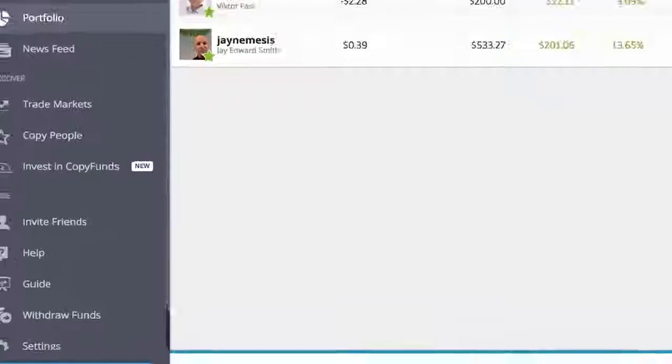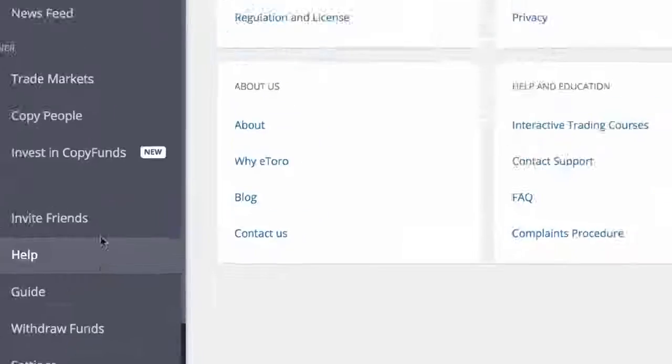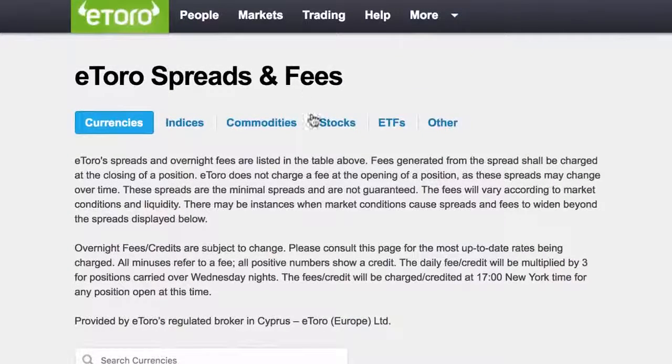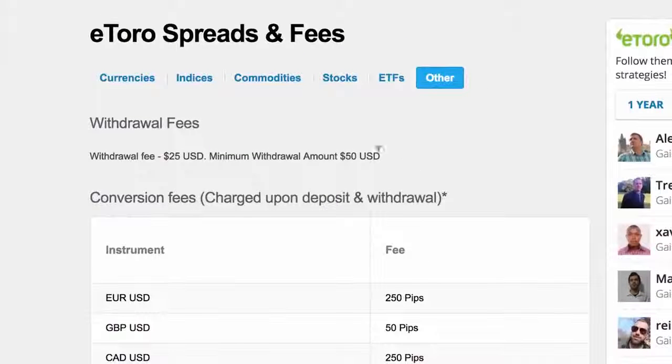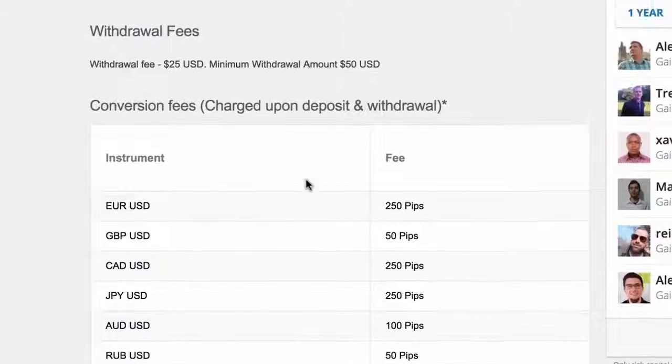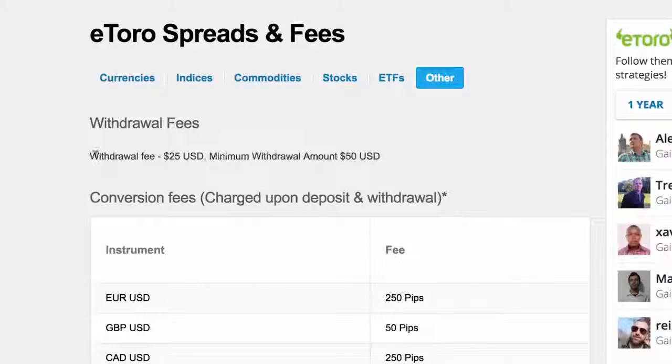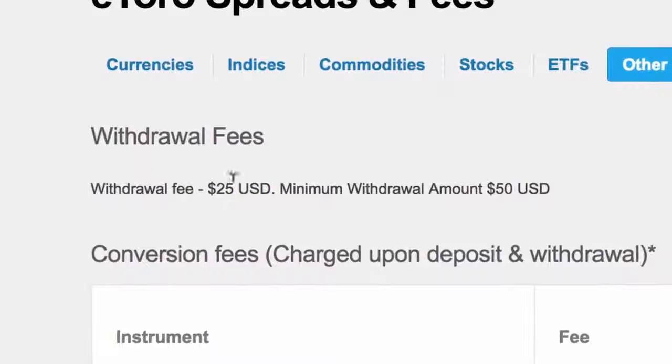The place you can check all of this is under help, where you'll find the fees page. It's like your central hub for everything about fees. There's all the stuff about spread fees and overnight fees, which I'll talk about later. Under other, you can see the conversion fees. The withdrawal fee is at the top: withdrawal fee $25 USD, minimum withdrawal amount $50. So the minimum you can withdraw is $50 and you'll get charged a flat $25 withdrawal fee.